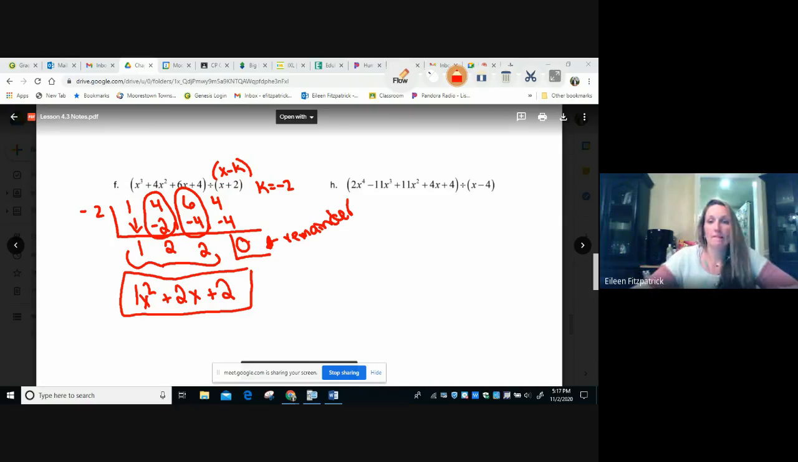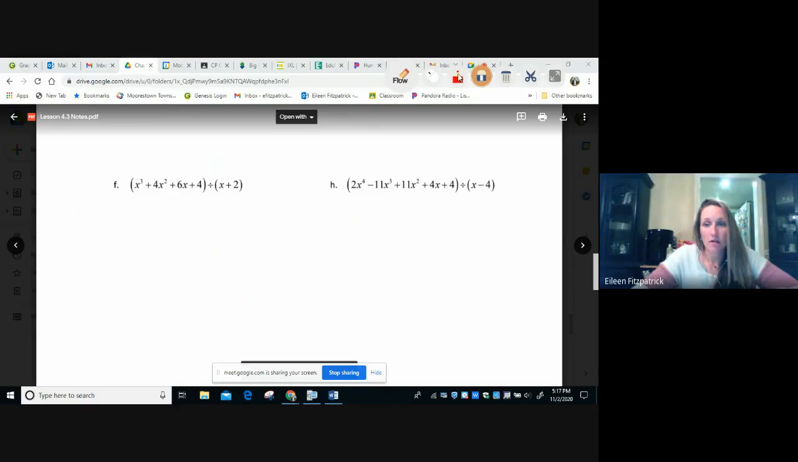All right, let's try another synthetic division problem. First thing you need to do is recognize your k value. For this problem, the k value is a 4. What number was plugged in for k here? A +4. So you write the 4 down, and then you write down the coefficients of your dividend.